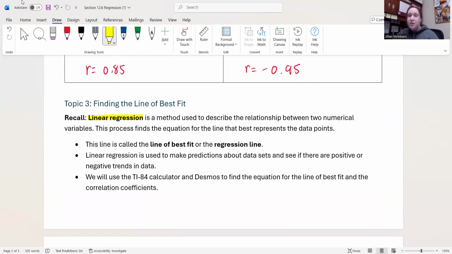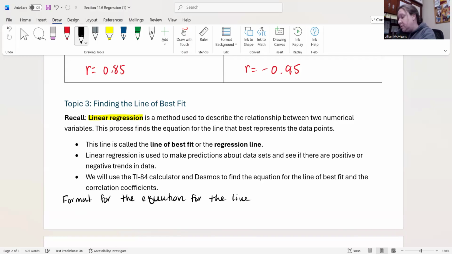Now, there is one thing here that I should have added, but I just made a mistake when I made my notes and I didn't. Let's do this. The format for the equation for the line of best fit is essentially y equals mx plus b, which you should already know is just the slope-intercept form of a line.